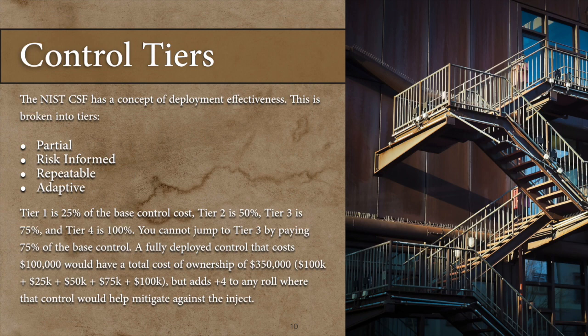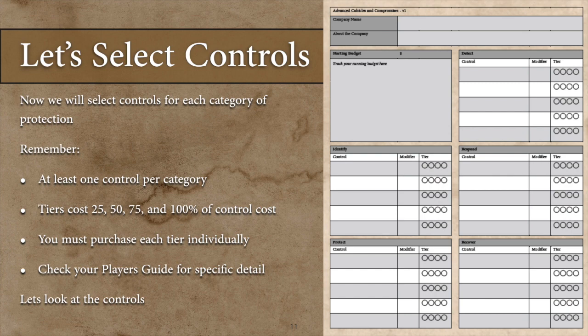A fully deployed control that costs $100,000 would have a total cost of ownership of $350,000 if it were deployed all the way to the adaptive tier. Basically, $100K plus $25K plus $50K plus $75K plus the full cost of $100K at the 4th level. However, it will add a +4 to any dice roll where that control would help mitigate against the inject. So, these are very important. We'll cover this during the workshop. It's just important to understand that as you add modifiers, you get greater levels of protection against specific issues inside of the incident.